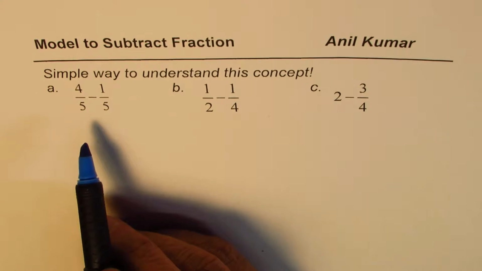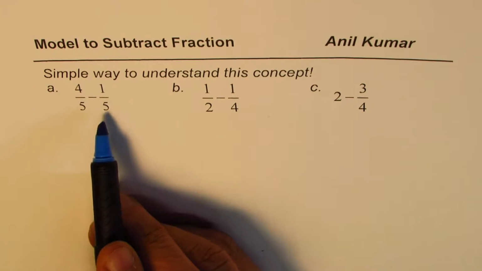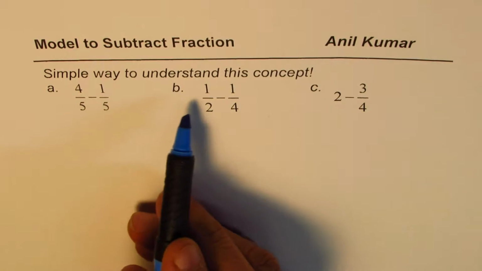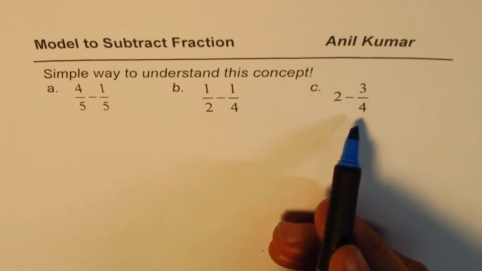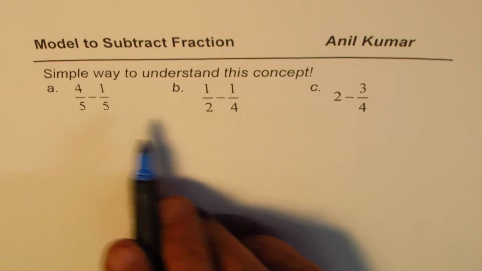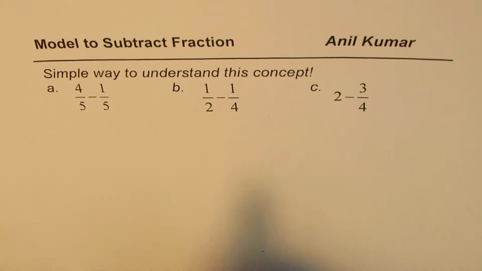The first one is 4 over 5 minus 1 over 5. B is half minus 1/4 and C is 2 minus 3/4. Let us see how to do these subtractions.